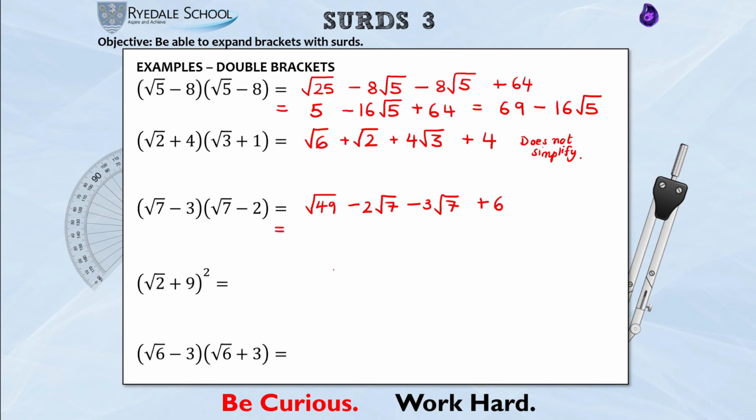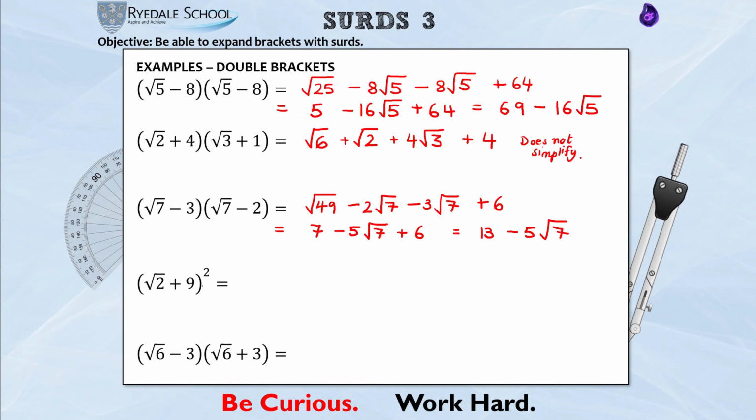Okay, there is some tidying up to be done here because the square root of 49 we know is 7. These are multiples of each other. So we have negative 2 root 7s and negative 3 root 7s. Well, altogether that is negative 5 lots of root 7. And we've got plus 6. And of course I can combine these whole numbers. 7 and 6 is 13. So it's 13 take away 5 lots of root 7.